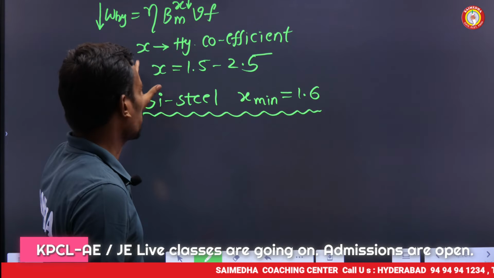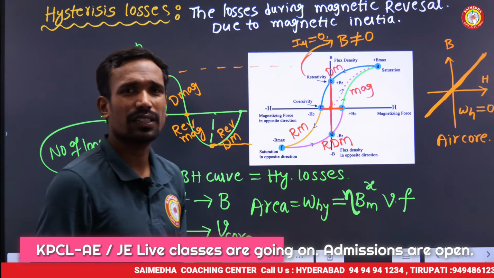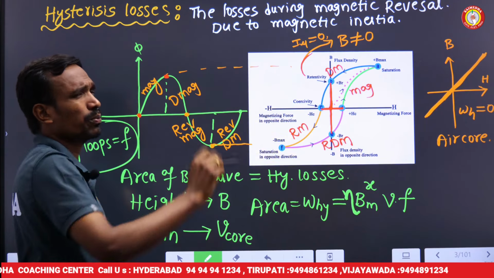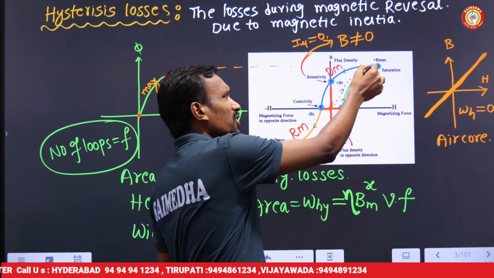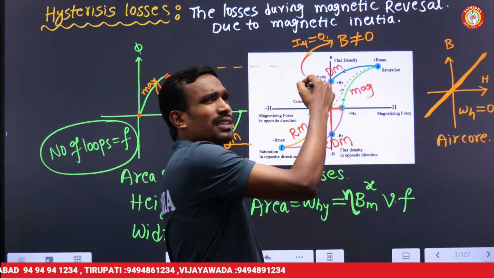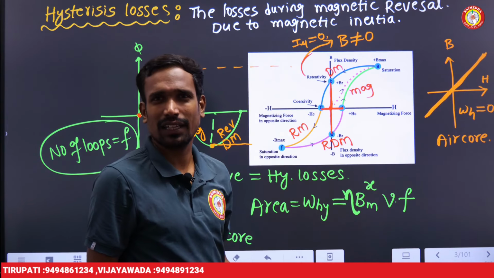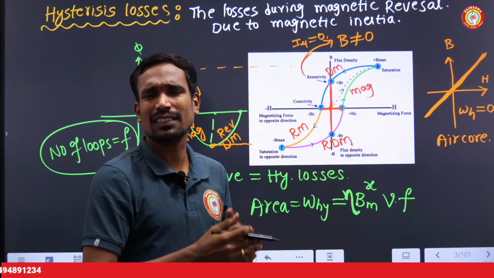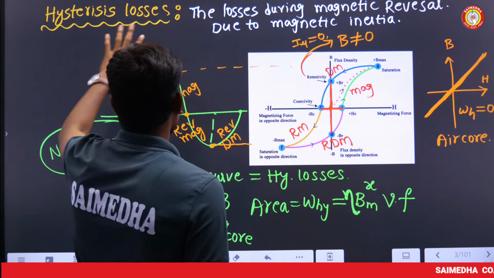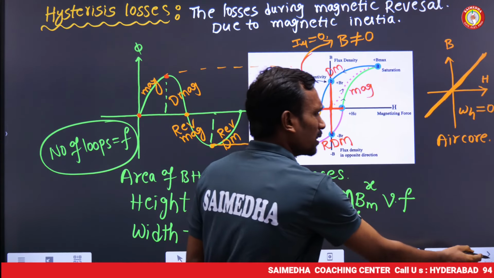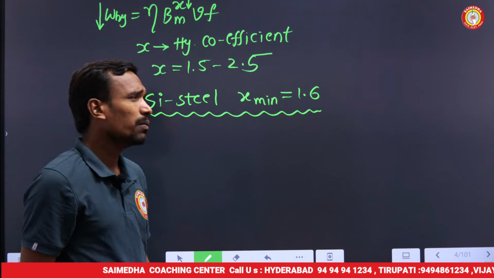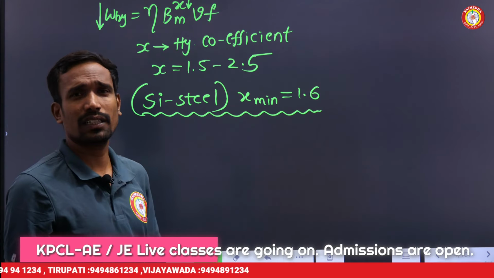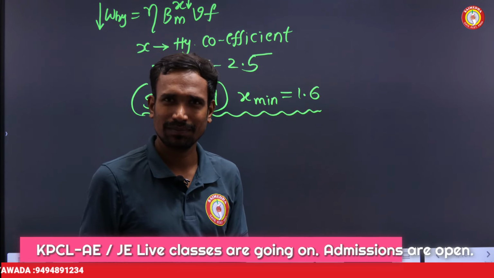This is simply what hysteresis losses and the hysteresis curve are. Hysteresis losses are the losses during magnetic reversal due to magnetic inertia. Due to the magnetic inertia, it is shifted from the actual position to another position. The result of magnetic inertia is the retentivity, or residual flux. What is hysteresis loss, and how can we reduce it? By using silicon steel material we can reduce the hysteresis losses, since for silicon steel the x value is just 1.6. Are you clear guys?